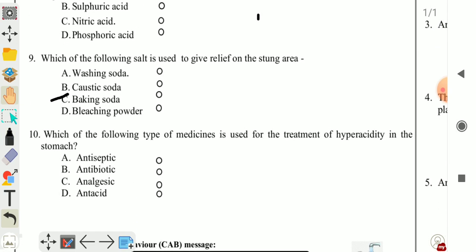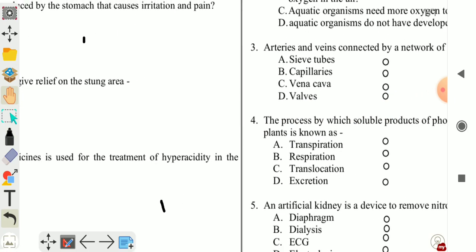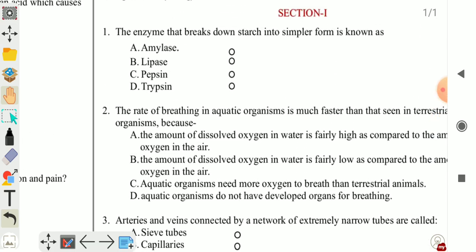Now question number 10. Which of the following types of medicine is used for the treatment of hyperacidity in the stomach? जब हमें हाइपर एसिडिटी हो जाती है तो कौन सा साल्ट यूज़ किया जाता है या कौन सी मेडिसिन यूज़ की जाती है? A. antiseptic, B. antibiotic, C. analgesic, and D. antacid. So the correct answer will be D, antacid.